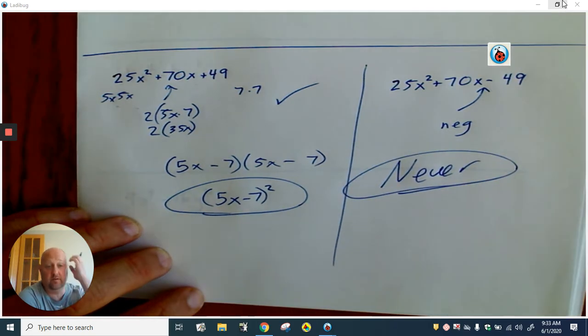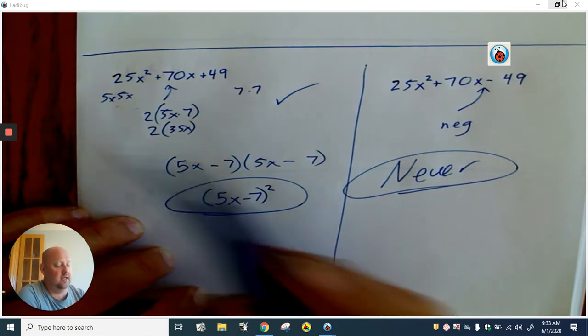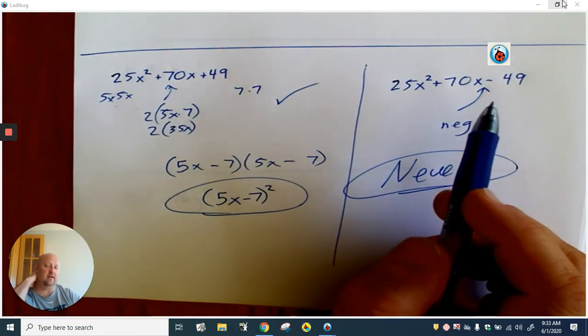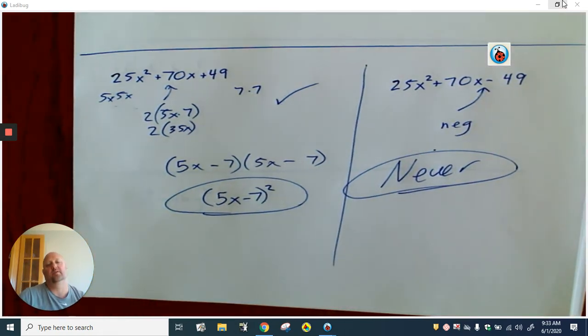It'll never be a perfect square trinomial. I might still be able to factor it. I might still be able to list all the factors and find a combination that'll subtract to get to 70. That might be possible, but it'll never be a perfect square trinomial.